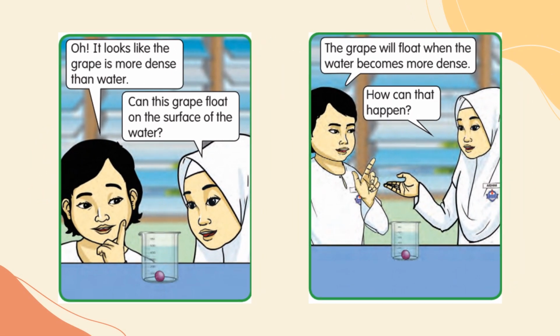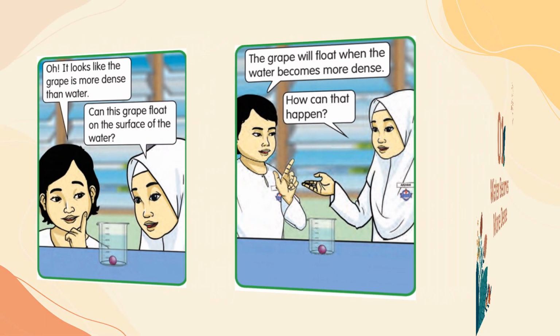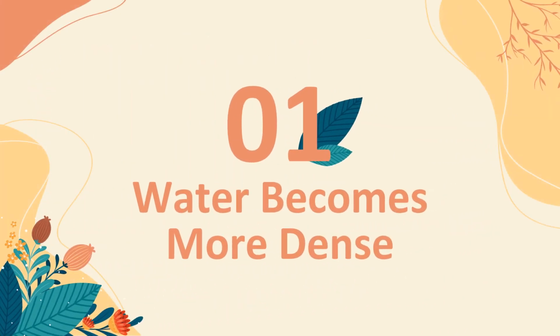Now look at this situation. Oh, it looks like the grape is more dense than water. Can this grape float on the surface of the water? Look, the grape sinks. The grape will float when the water becomes more dense. How can that happen? How to make the grape float? So, that's what we will learn today. How to make water become more dense.